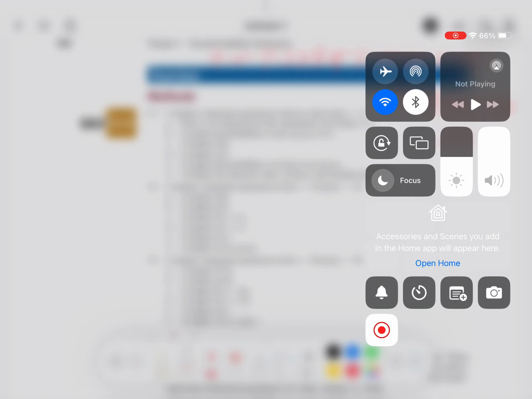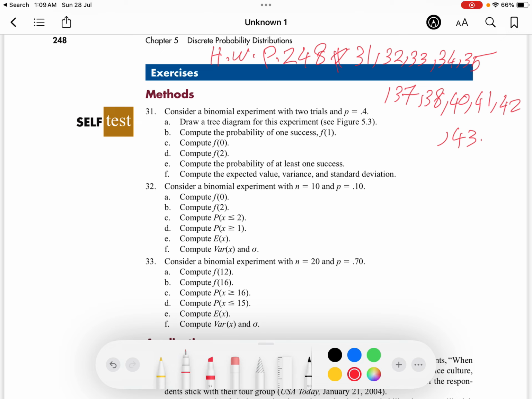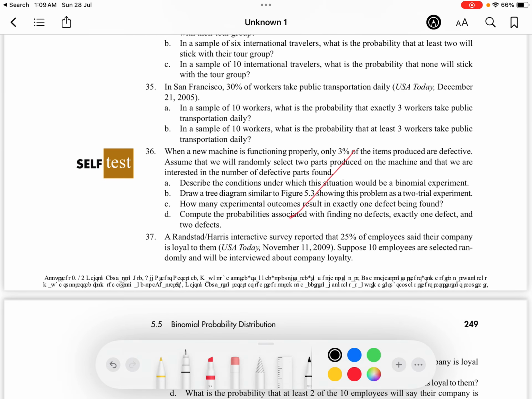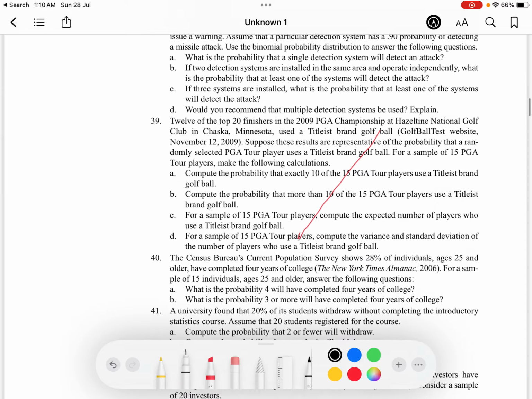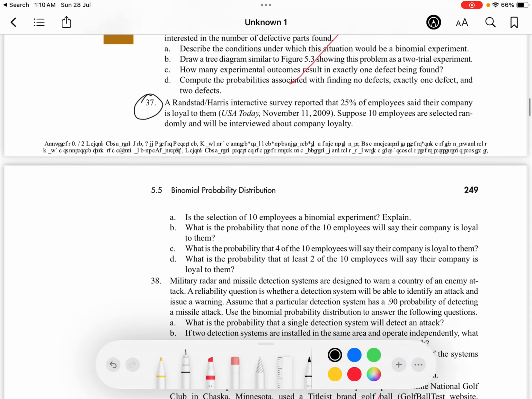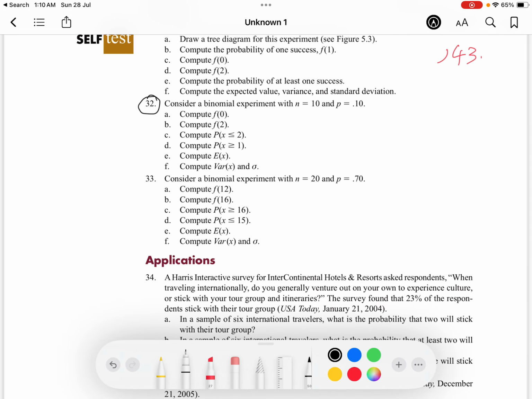Today I will solve with you three questions from section 4.4, which is binomial distribution. First of all, we will solve question 32. Also, we will solve question 37 and question number 42. Let's begin with question number 32.